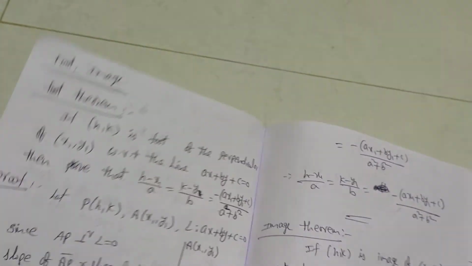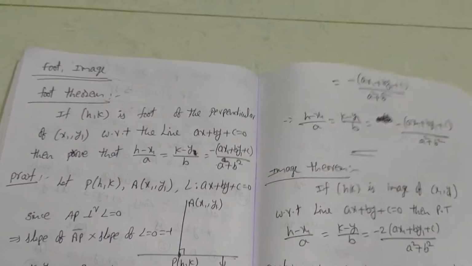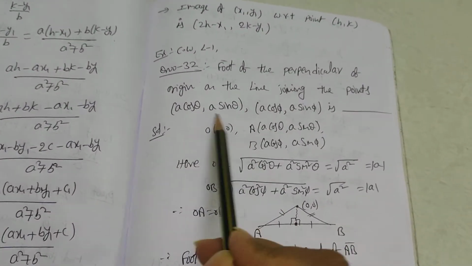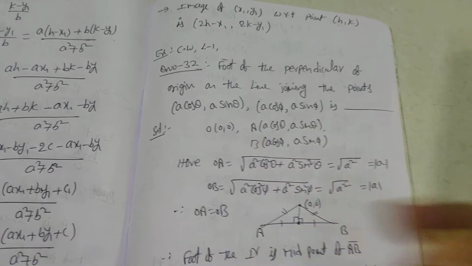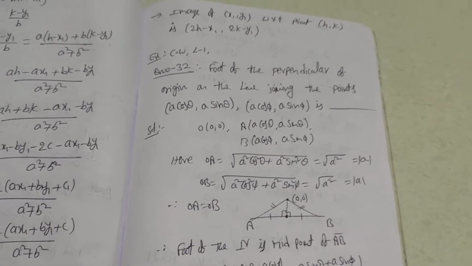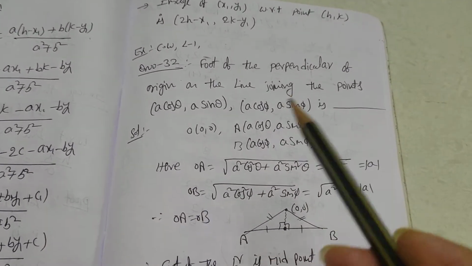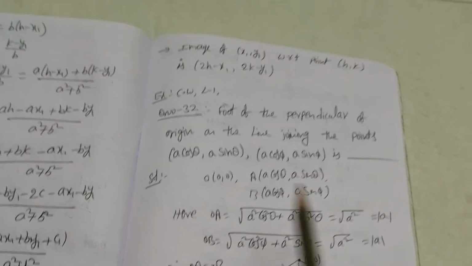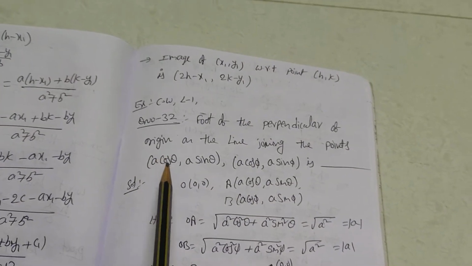So use this formula. It will be a very lengthy procedure, finding the line equation of these 2 points, and after that applying the foot of the perpendicular formula. It is very lengthy. But if you use the common sense, already I gave based on these questions.